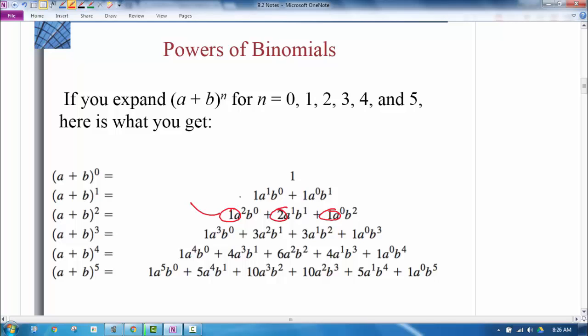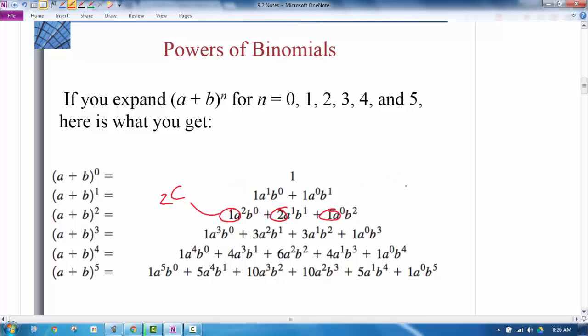I'll show you this more in a second, but this comes from 2c0. This one comes from 2c1. This one comes from 2c2, which is our combinations, which is the second row of Pascal's triangle. I'll show you again.